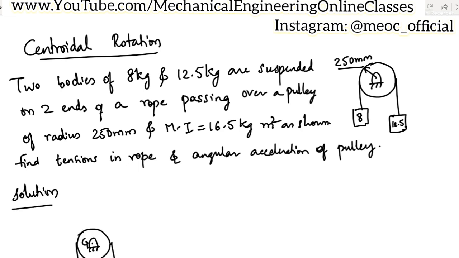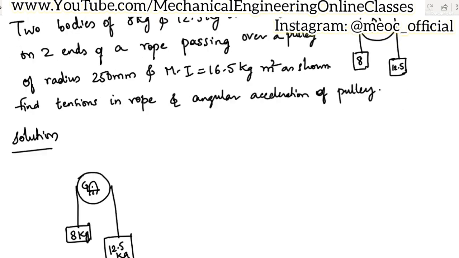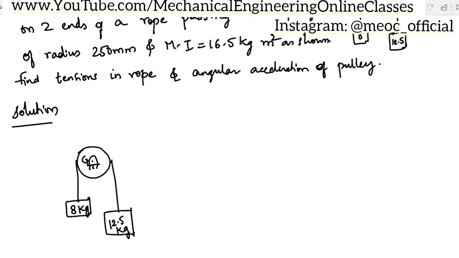So according to the procedure, we have to identify the number of particles or rigid bodies that are there in the system. What are the things that are there? There are two masses, two blocks. One is of mass 8 kilogram, and the other is 12.5 kilogram. Apart from this, there is a pulley which is rotating about its centroid. These are the bodies that are there.